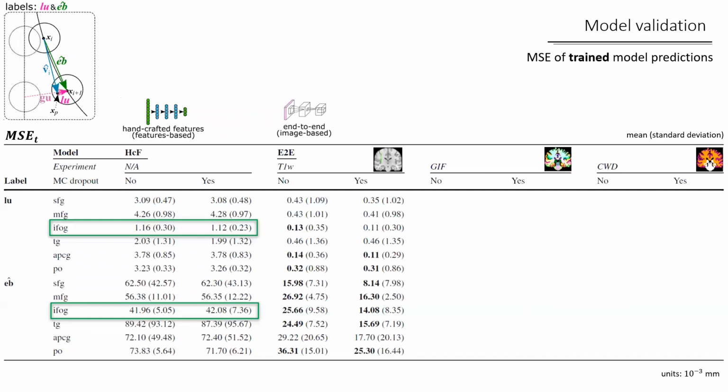In contrast, an image-based approach that takes as inputs a window from a T1 image outperforms features-based models across all anatomical regions, with improvements of nearly a factor of 10 when regressing local displacement. We observe improvements using MC dropout in LU and EB labels.